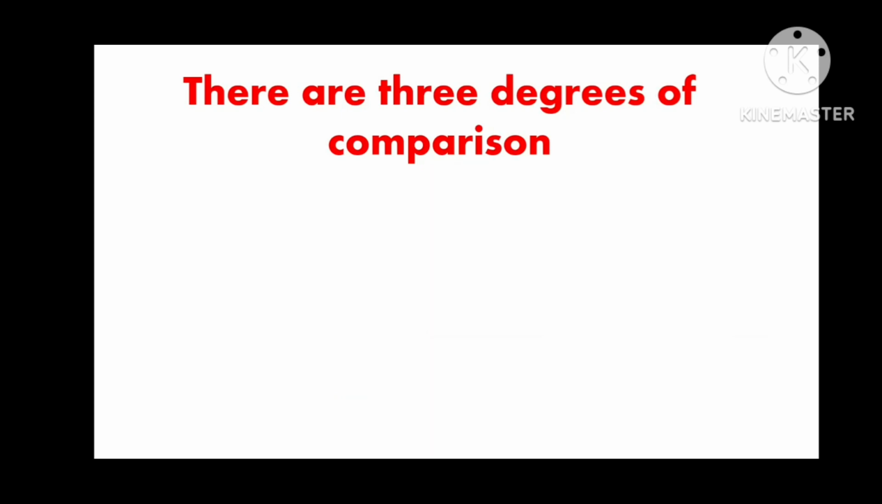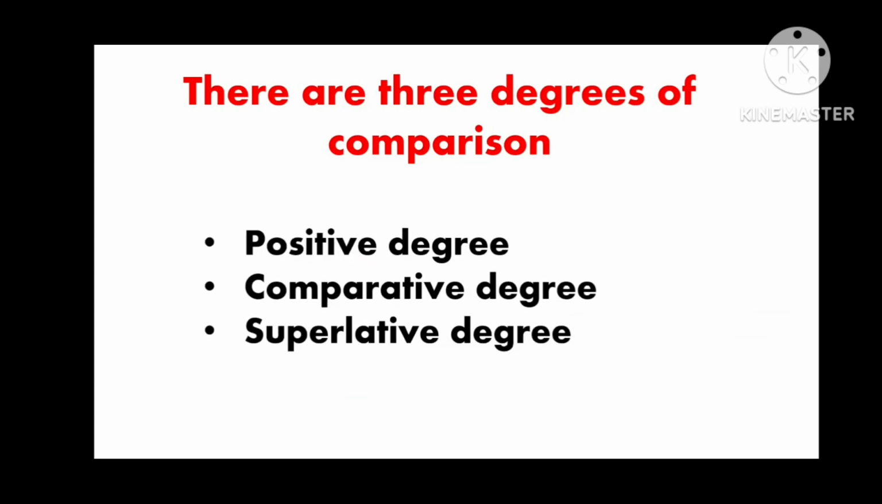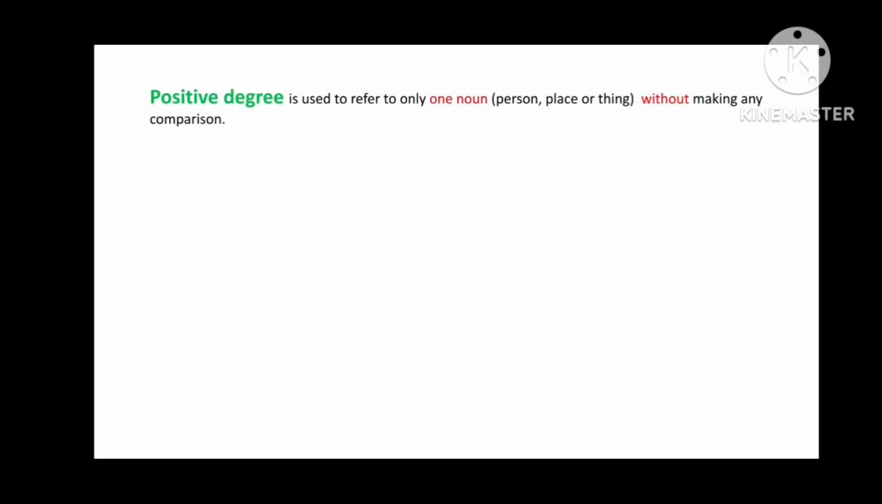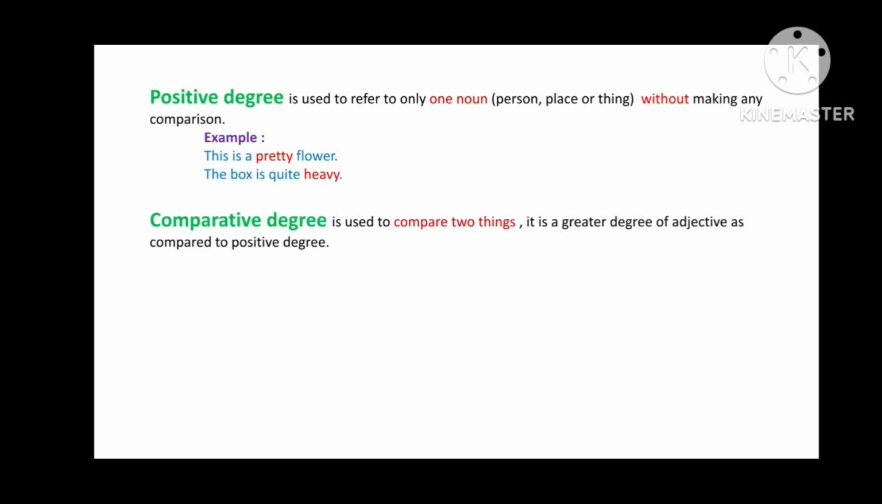There are three degrees of comparison: positive degree, comparative degree, and superlative degree. Positive degree is used to refer to only one noun without making any comparison. For example, this is a pretty flower. The box is heavy. Comparative degree is used to compare two things, and it is a greater degree of adjective as compared to positive degree.